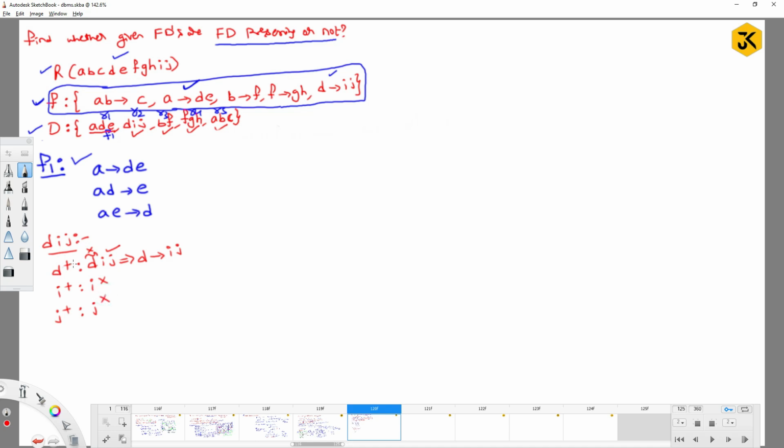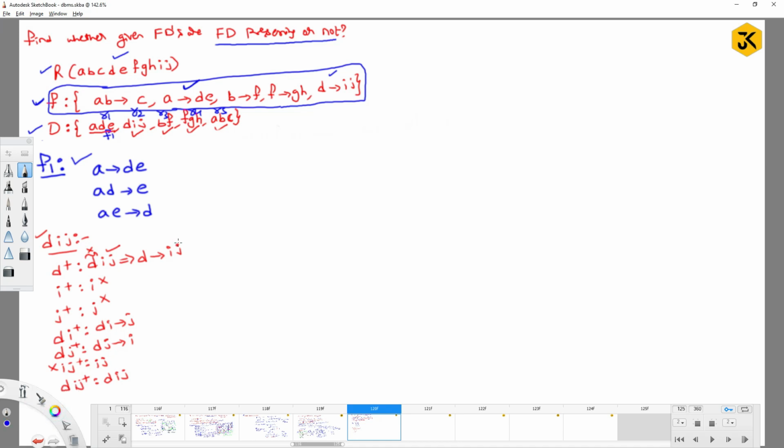Similarly, what might be the two-level FDs possible? I can take DI, DJ, and IJ. If I find DI closure, you get DI determines J. For DJ closure, DJ determines I. For IJ closure, you get only IJ, so I cannot consider this. Similarly, if you find the three-level attributes, DIJ closure, you definitely get DIJ, but no other new attributes are possible. Even if it is possible, they are not in our relation, so we can simply skip that.